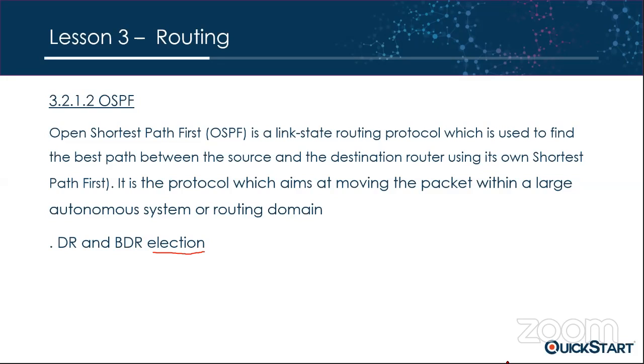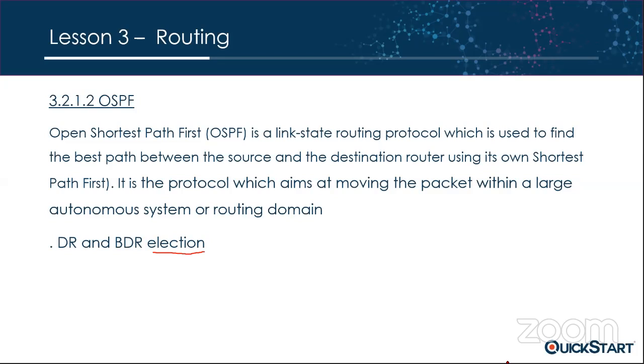After the DR is selected, then it comes to the BDR, and it will select the BDR. It depends upon your router ID, which is the highest active IP address present on the router. The highest loopback address is considered first. If no loopback is configured, then the highest active IP address on the interface of the router is considered. So that's how DR and BDR election works.